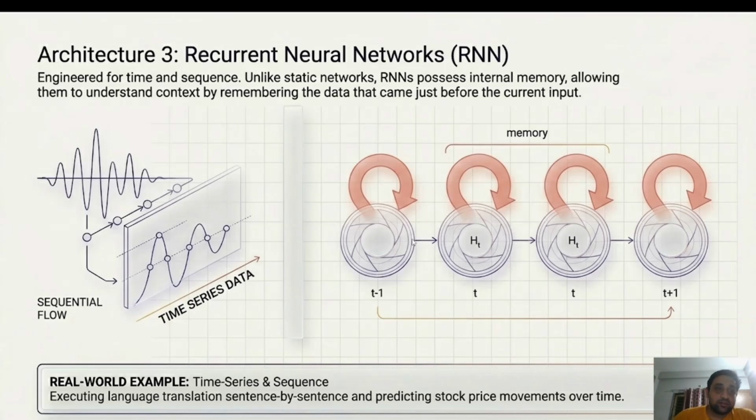RNNs are engineered for sequential data. They have an internal hidden state, represented as h_t in the diagram, that persists from one time step to the next. When processing word 5 in a sentence, the RNN still remembers information from words 1 through 4. This memory flows forward through time.